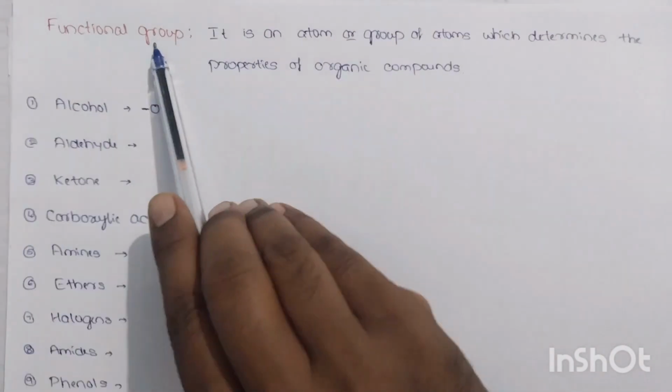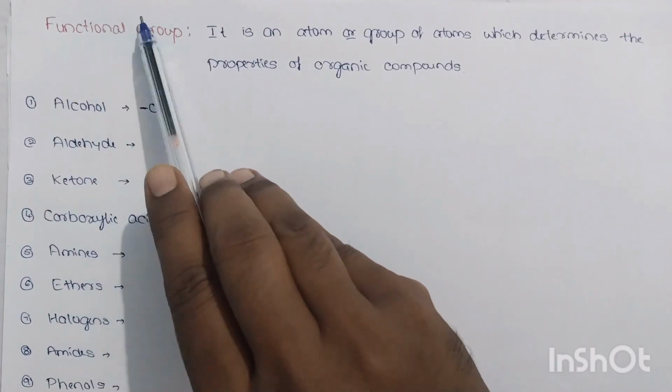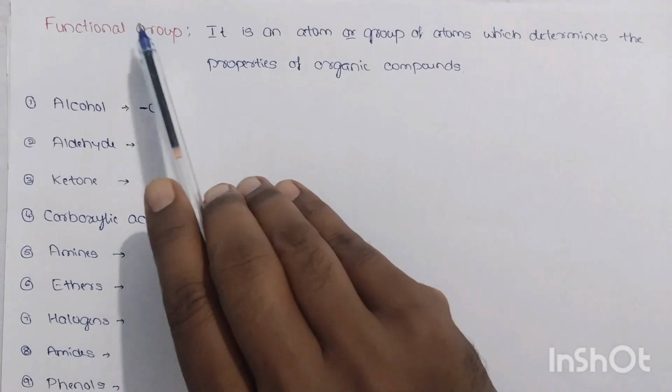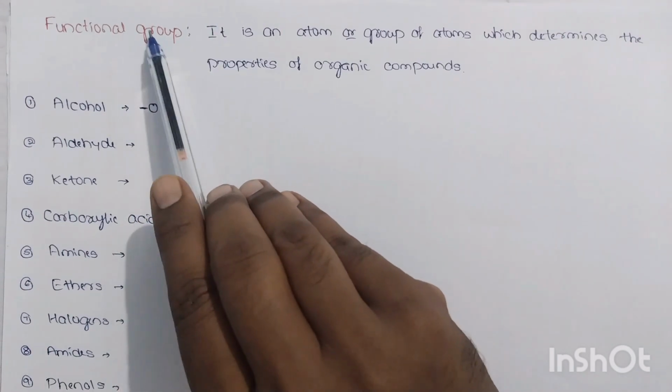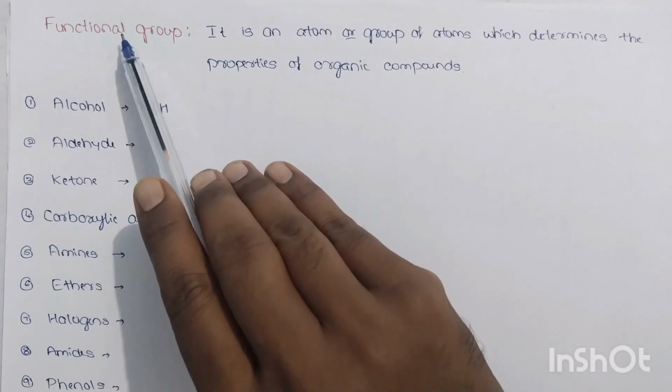Now we shall discuss functional groups. What is a functional group? The word indicates a group: it's an atom or group of atoms which determines the function of that compound. If this group is present in that compound and indicates the function of that whole compound, that is called a functional group.